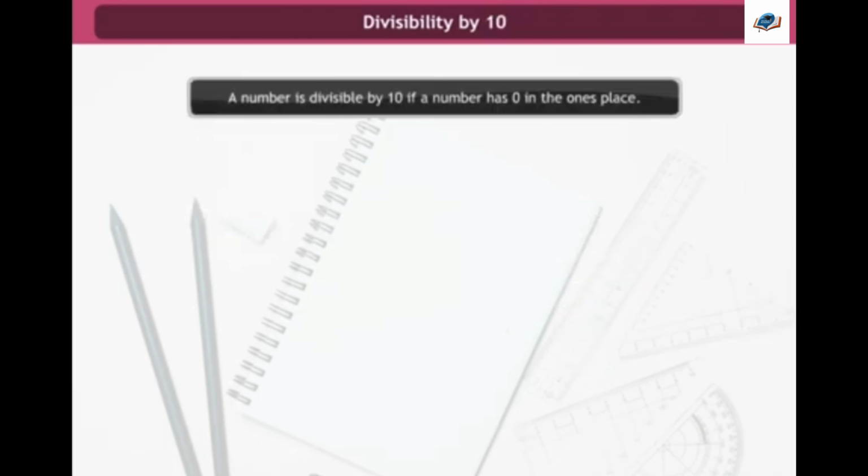Divisibility by 10. A number is divisible by 10 if it has 0 in the ones place. For example, 20, 7690, 1040, 560 and 2800 are all divisible by 10 as all the numbers have 0 in the ones place.